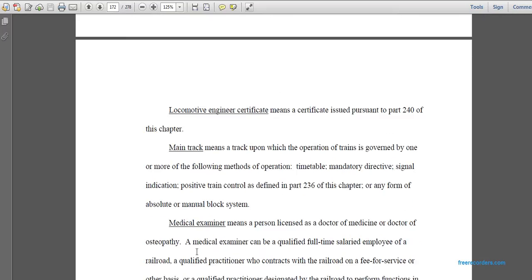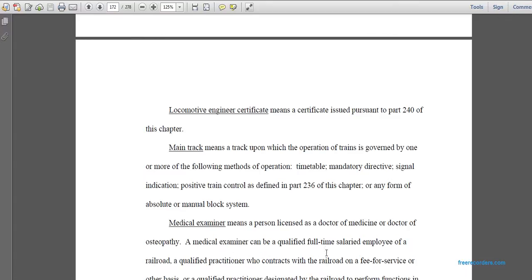Locomotive engineering certificate means the certificate issued under Part 240 of this chapter. Main track means the track upon which the operation of trains is governed by one or more of the following methods of operation: timetable, mandatory directive, signal indication, positive train control as defined in Part 236 of this chapter, or any form of the absolute manual block system.